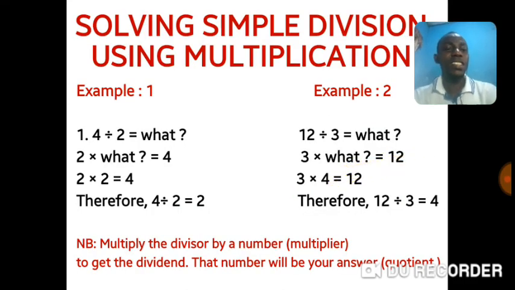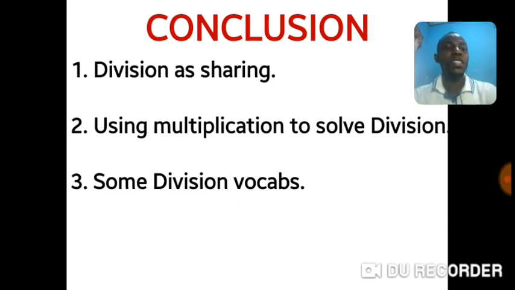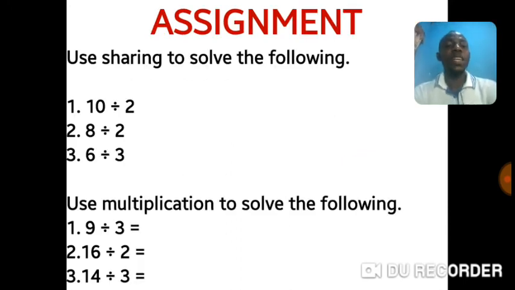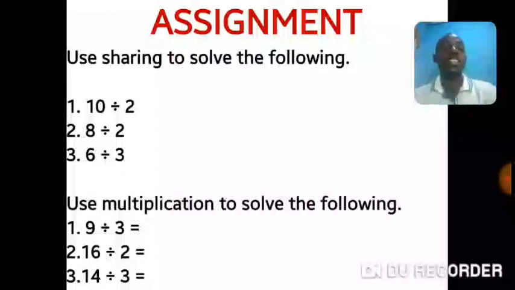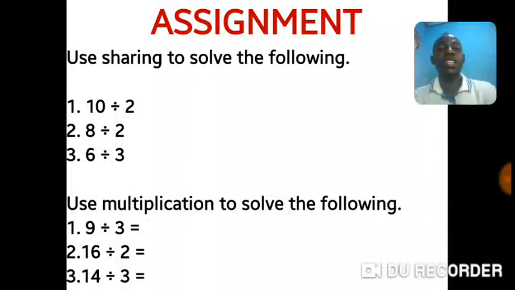Now let's see whether we have, yes, we have an assignment. For assignments, they are in two forms. The top one, you are to use sharing. You can use the total as objects being shared among the divisor, and after which you distribute or share it equally among the divisors. Number 1, 10 divided by 2, or 10 shared by 2. Number 2, 8 shared by 2. Number 3, 6 shared by 3.